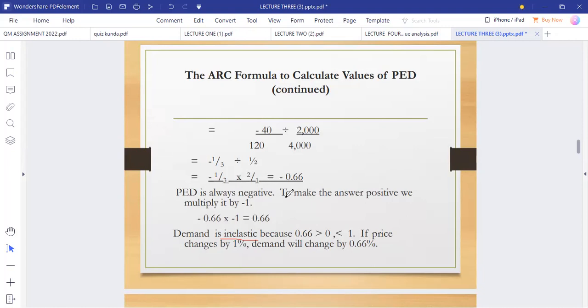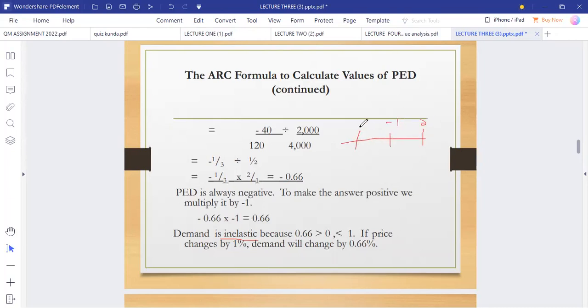To start with, elasticity of demand is always what? Negative. Why is elasticity of demand always negative? Because of the inverse relationship between what? Price and quantity demanded, because the higher the price, the lower the quantity demanded. So elasticity of demand is always negative.